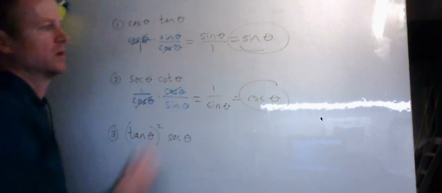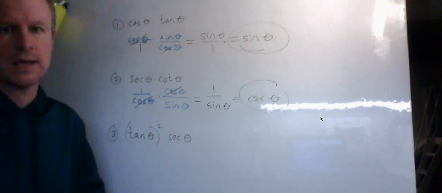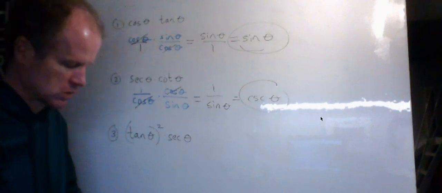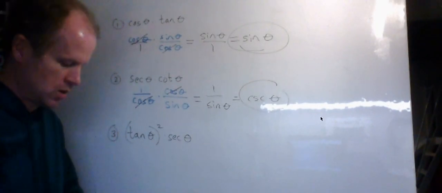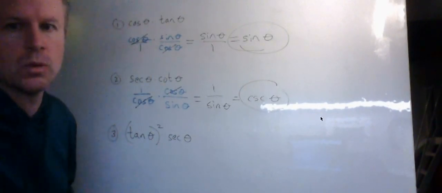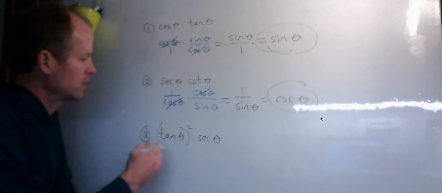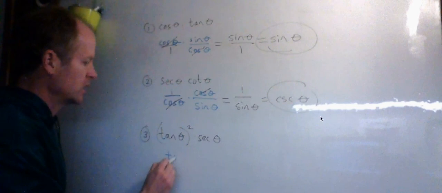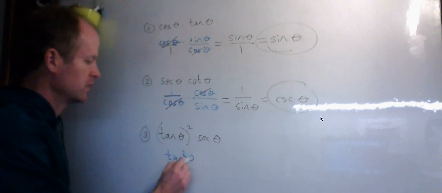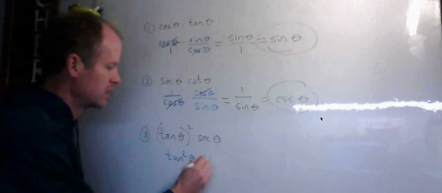And that's as simple as we're going to get that one. So the third example, we have tan of theta squared times secant of theta. One thing for you to keep in mind, when we have powers with trig expressions, those powers usually are written like this. So usually you would see it like tan squared theta, secant theta.